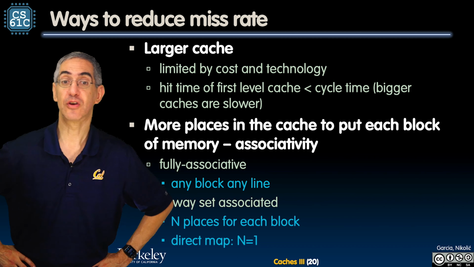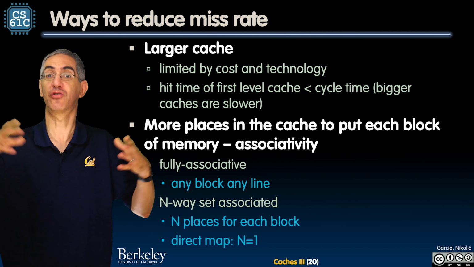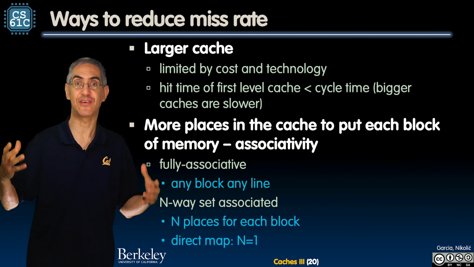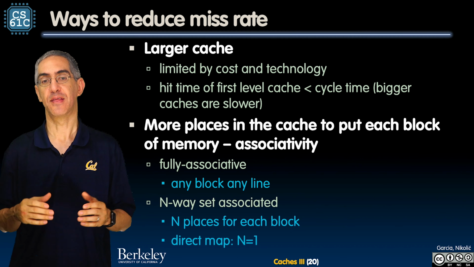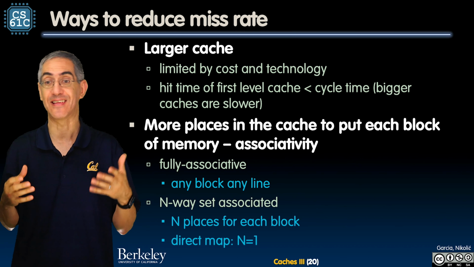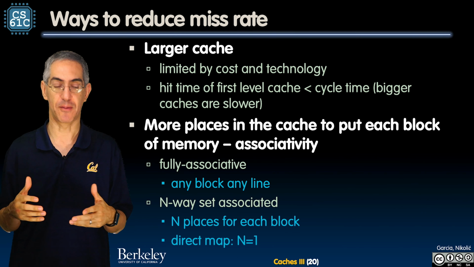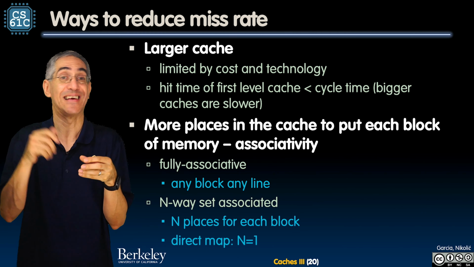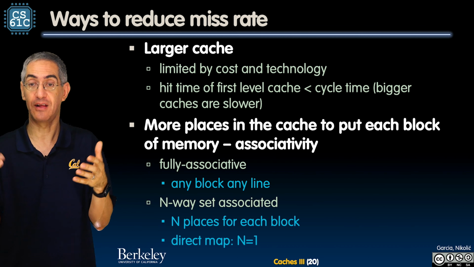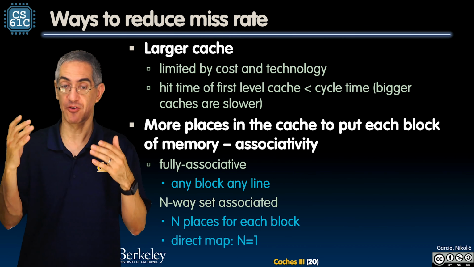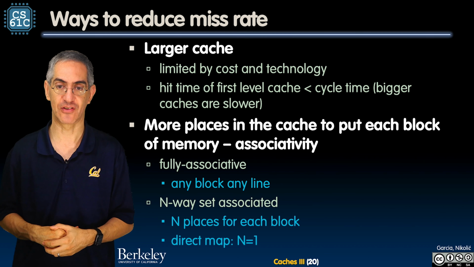So, ways to reduce the miss rate. Make a larger cache. Just have a larger cache that catches more things. We love that. The hit time of the first level cache is less than the cycle time, so that's great. The first level cache is less than the cycle, meaning I can get to the first level cache at a fraction of a clock cycle, but much slower for other larger caches.